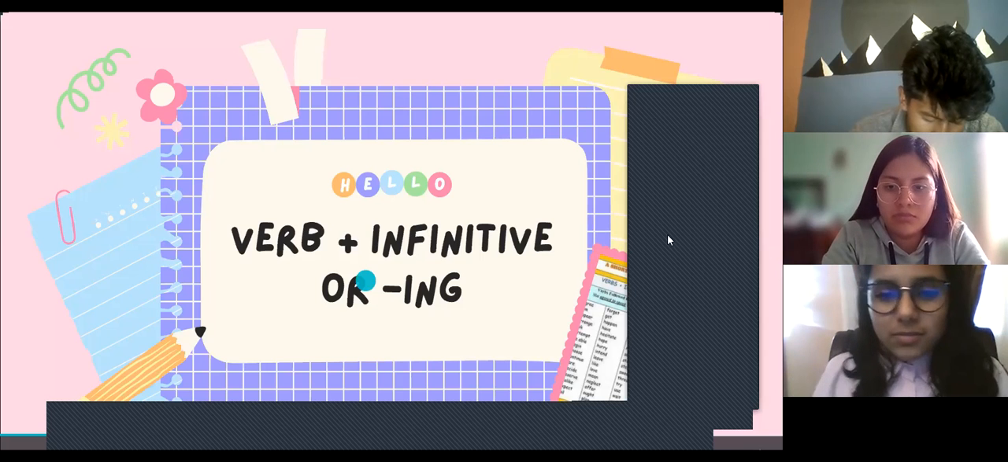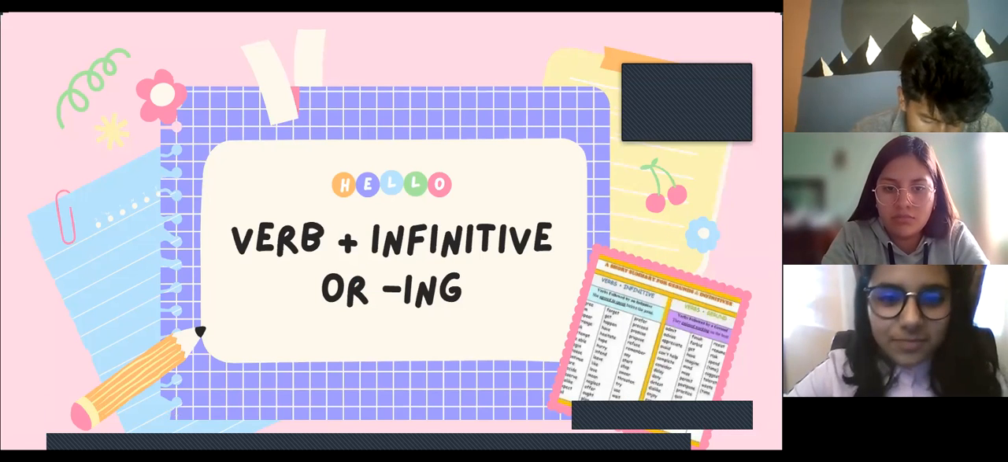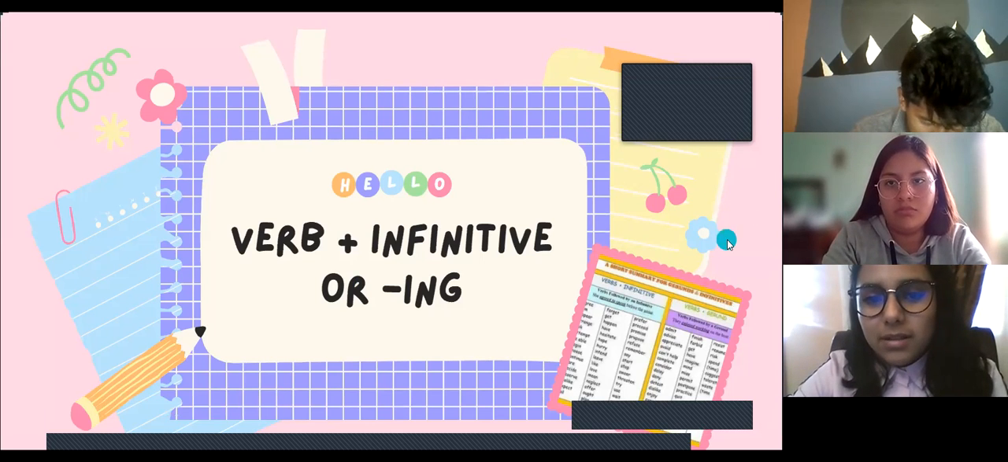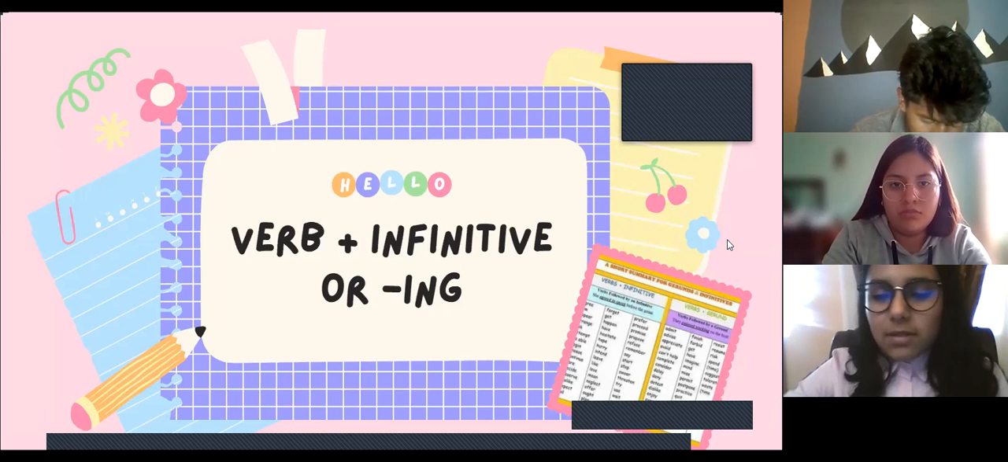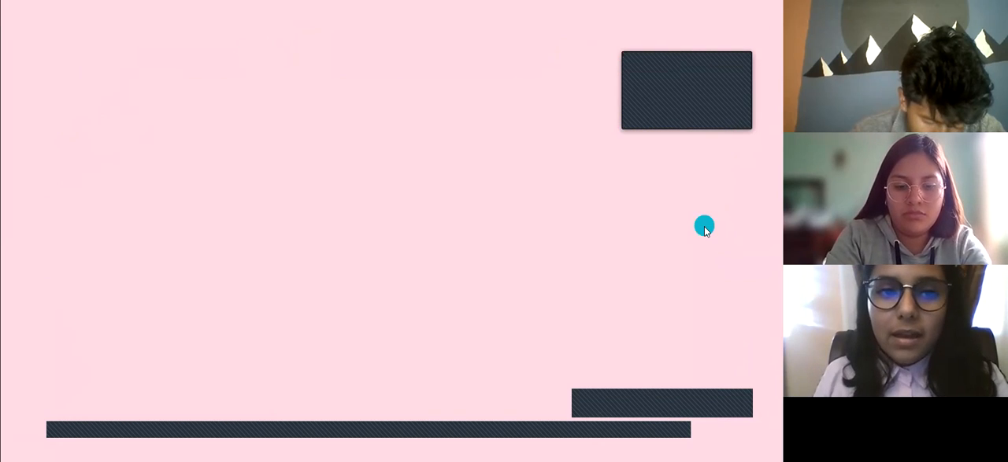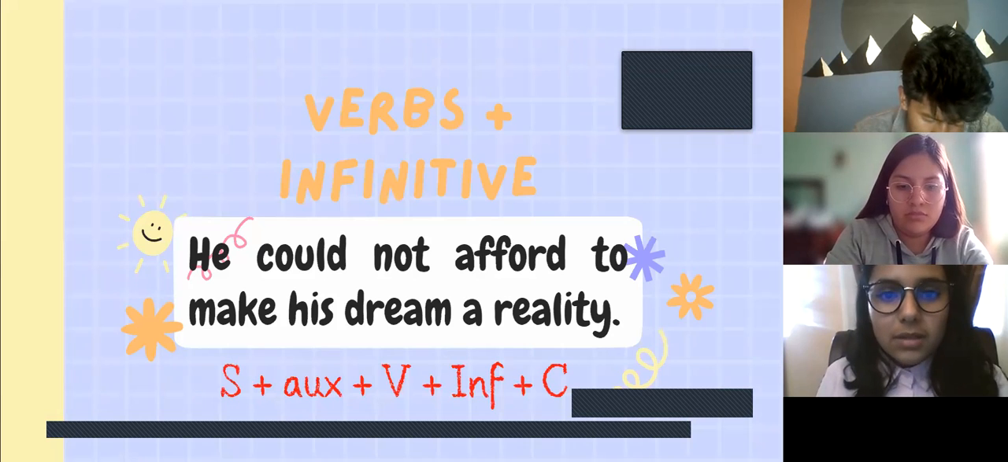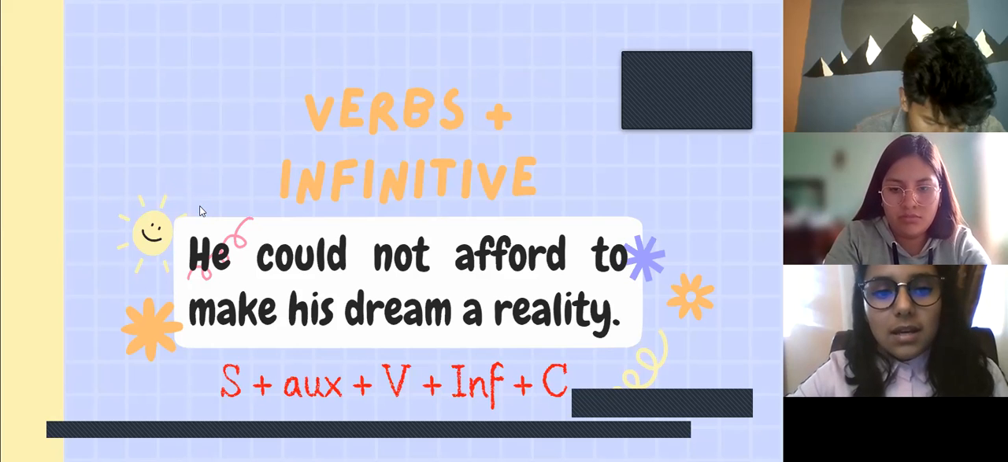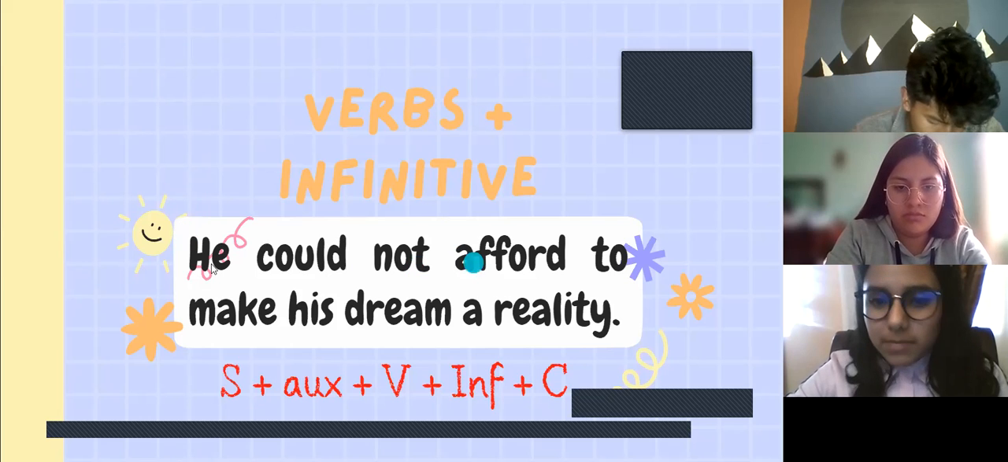Okay, so good afternoon, students. Today we are going to talk about a grammar topic: verb plus infinitives or ing. First, let's see an example with verbs plus infinitive. The first thing we have to take into account is that in this sentence we can see two verbs. So let's analyze this sentence.